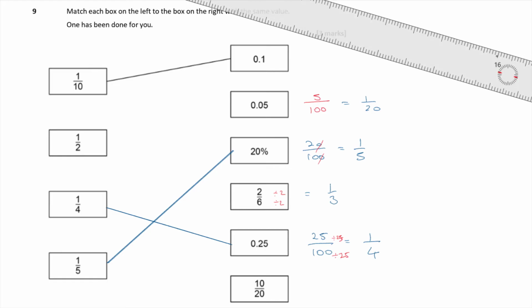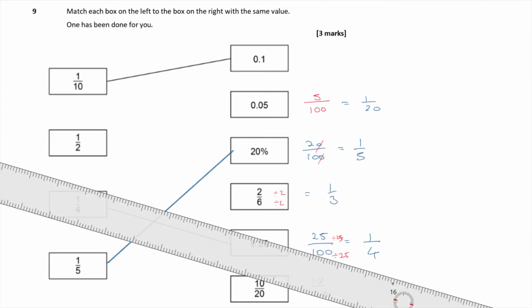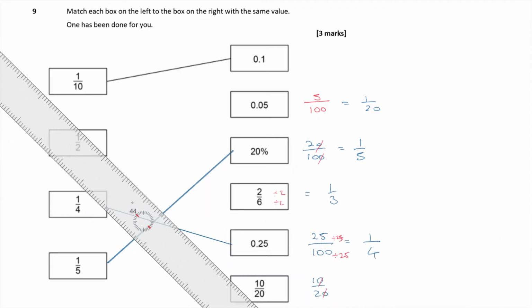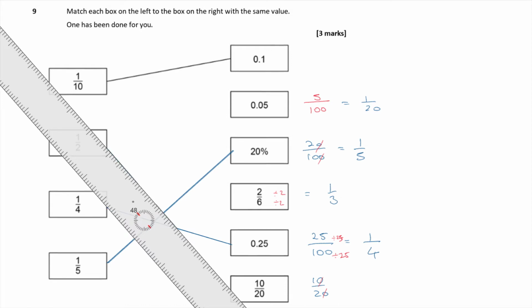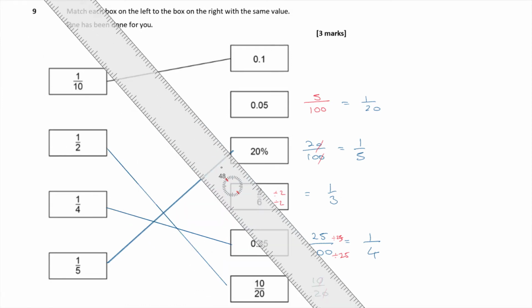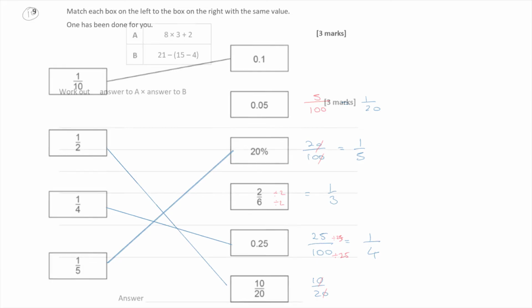0.25. And then finally 10 over 20. Well, 10 over 20, you can see I can just divide each one of those by 10. It's going to give me a half, isn't it? So I can join the 10 over 20 with the half. Okay, so I've got a pair for everything. So that's it, we're done then, aren't we?